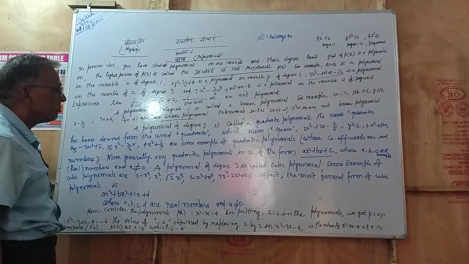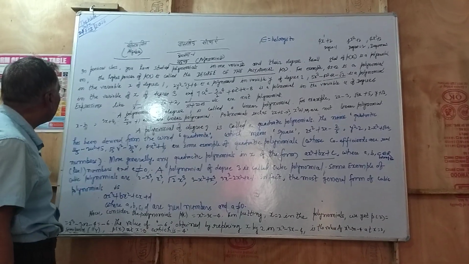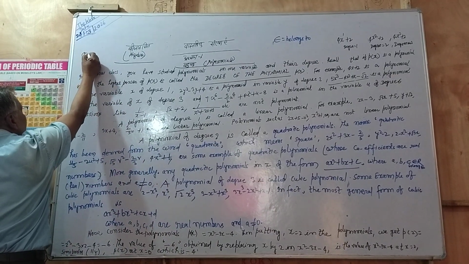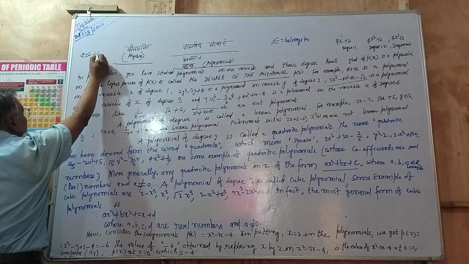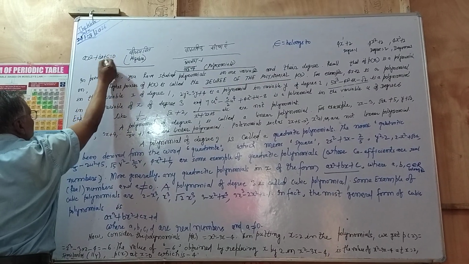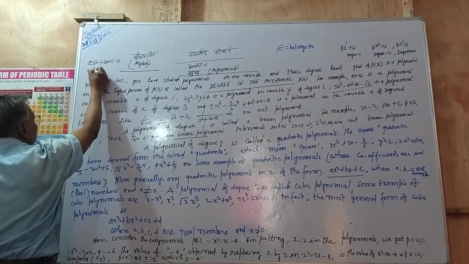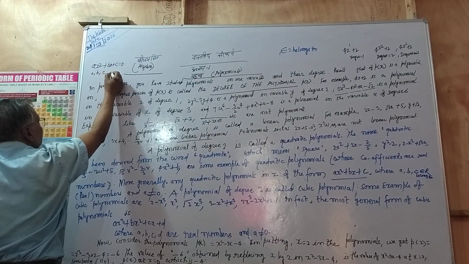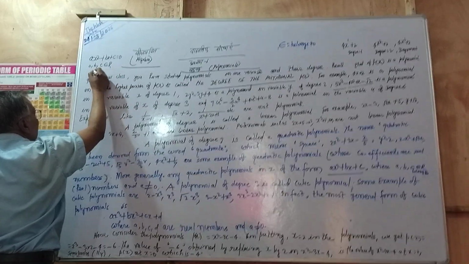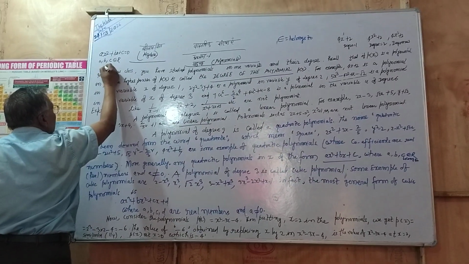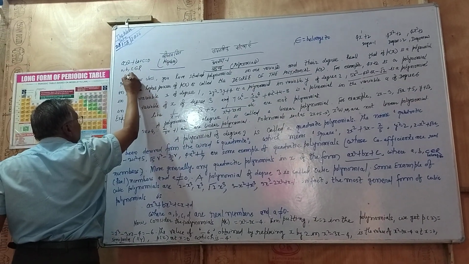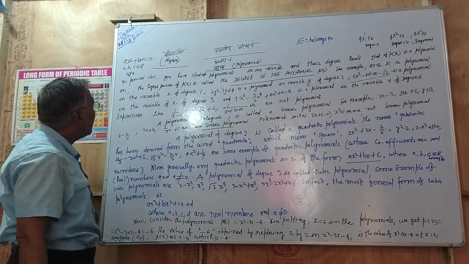About the quadratic equations. The general form of a quadratic equation is ax square plus bx plus c is equal to 0, where a, b, c belong to real numbers and a is not equal to 0.